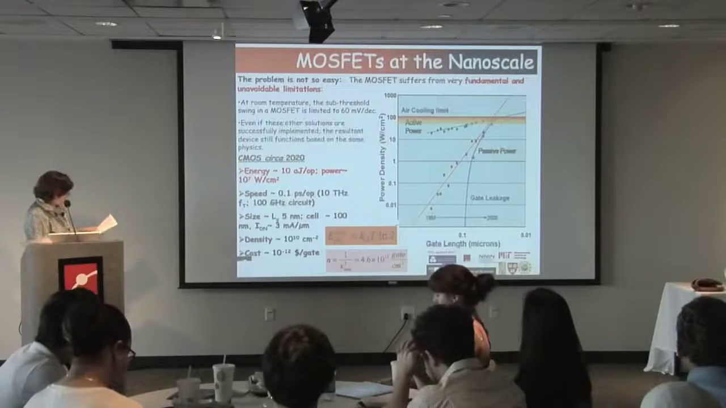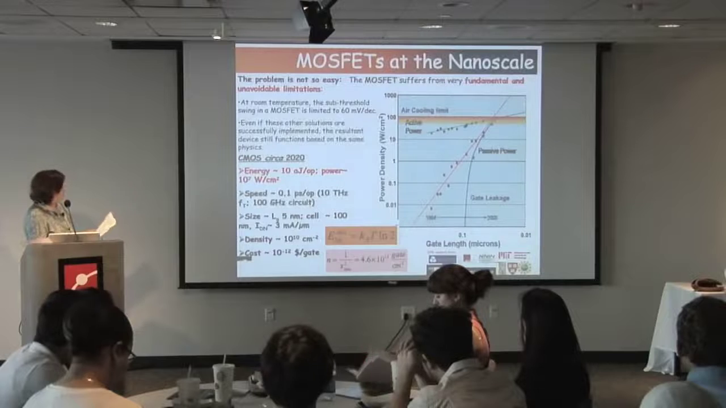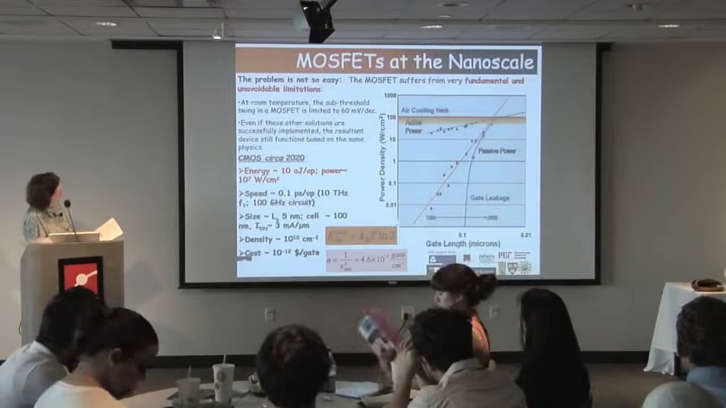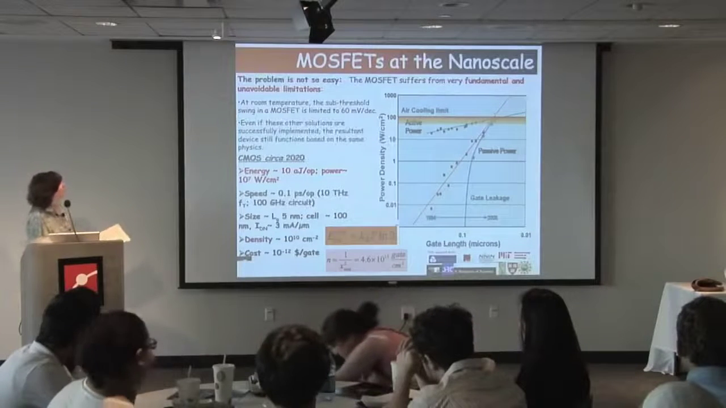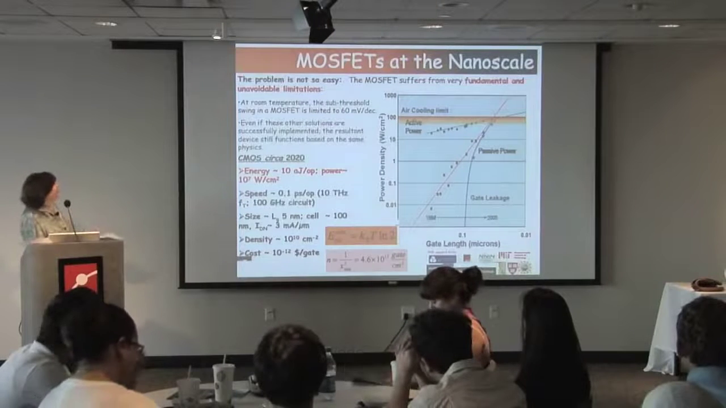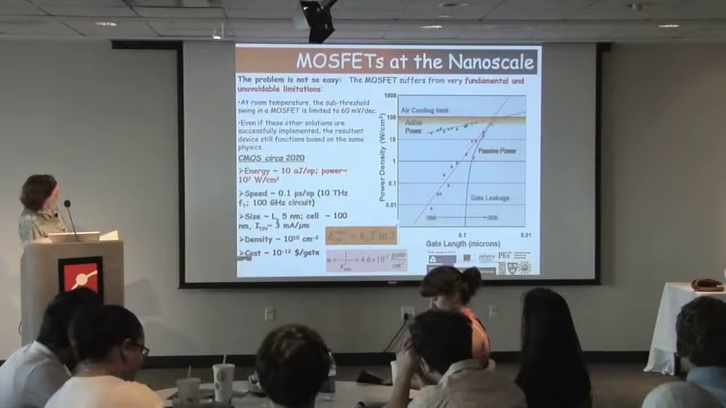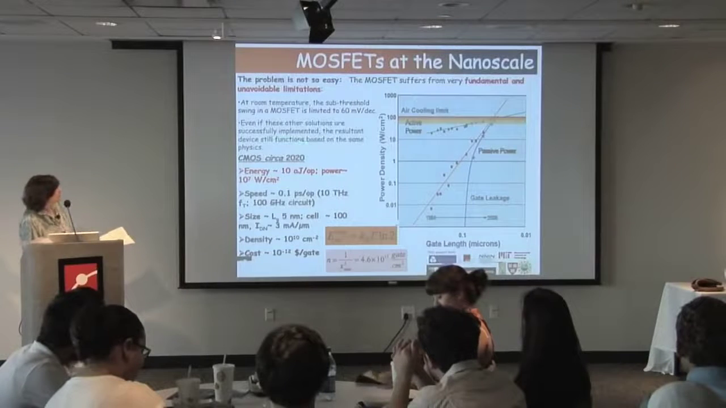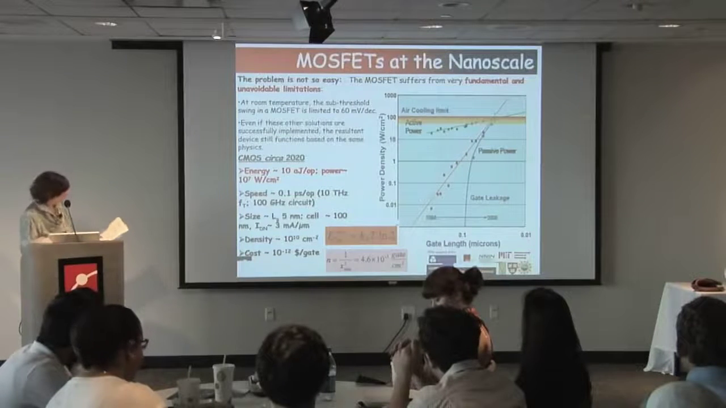Okay, so let's get into the nitty-gritty here. MOSFETs suffer from very fundamental and unavoidable limitations. At room temperature, the subthreshold swing in a MOSFET is limited to 60 millivolts per decade. And even if these other solutions are successfully implemented, the resultant device still functions based on the same physics. Okay, so basically I think you get the gist of this, and we will move on.